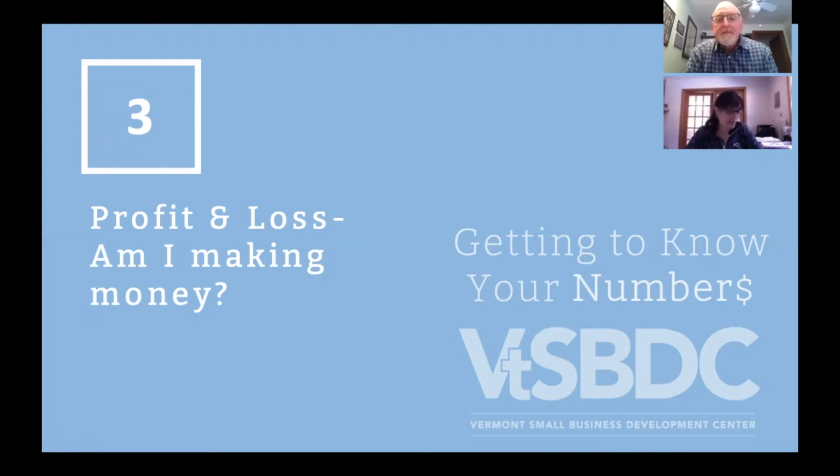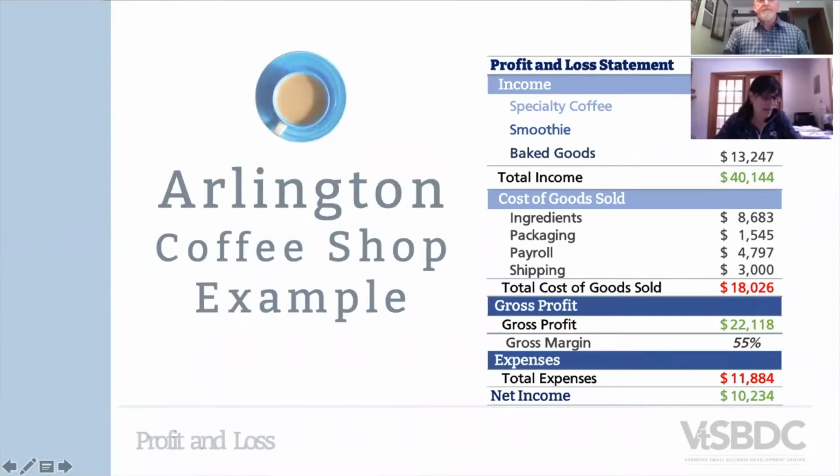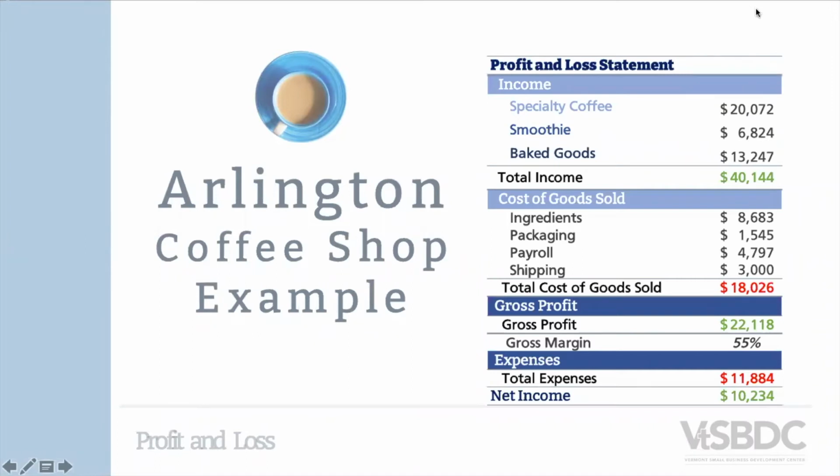Well, welcome to the introduction of the first financial statement, the profit and loss. You have already been introduced to some aspects of it, but we need to review it as a whole. So if you look at the slide, we have a profit and loss statement. We have 5 components to it: income, cost of goods sold, gross profit, expenses, and the all-important net income.